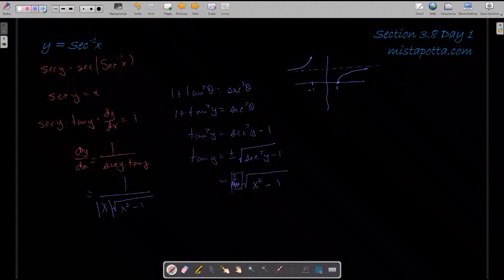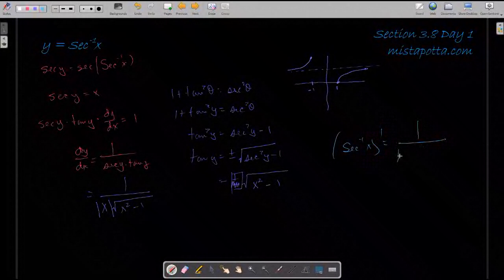So we have that the derivative of secant inverse of x is equal to the reciprocal of the absolute value of x times radical x squared minus 1. So what we've got here is a derivative for sine inverse, a derivative for tangent inverse, and a derivative for secant inverse. But this, of course, raises the question, what about our cofunctions?